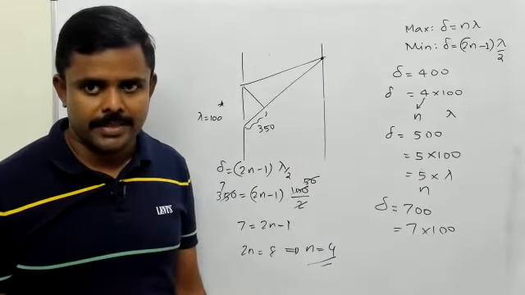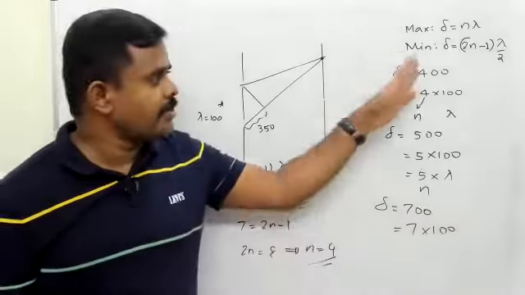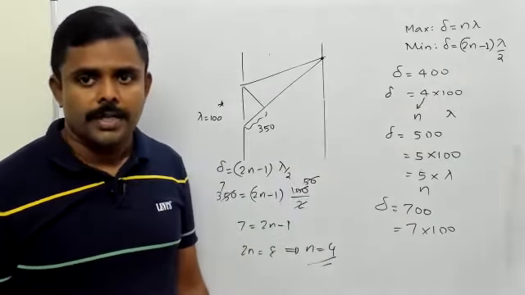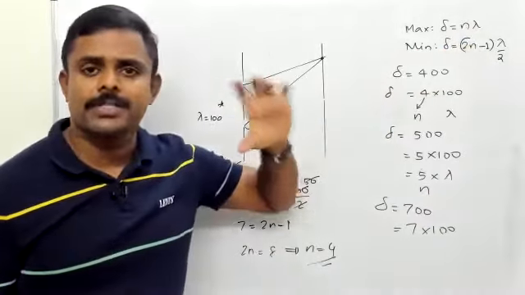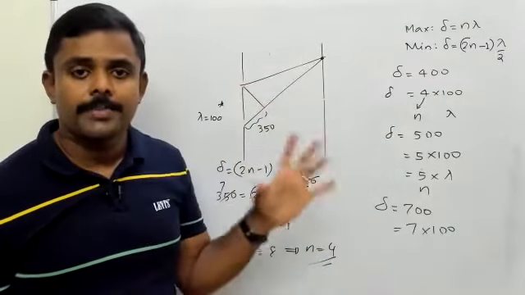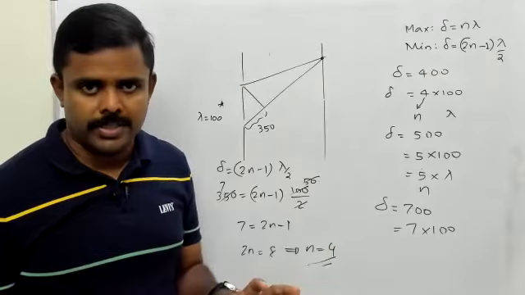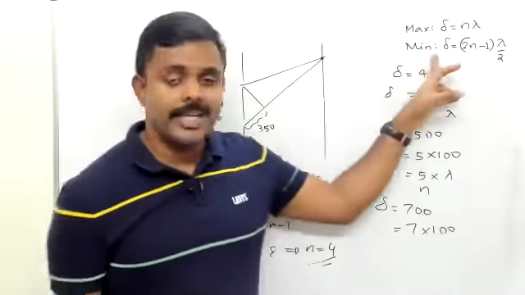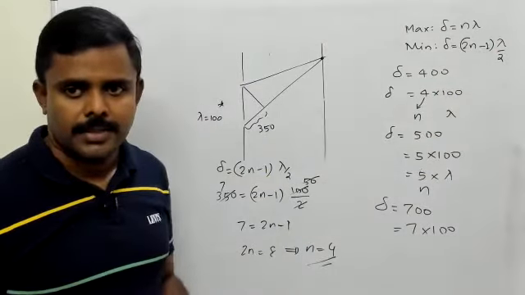Fourth dark band. Understood? So you have to check whether it satisfies delta equal to n lambda or delta equal to 2n minus 1 lambda by 2, the condition for maximum or minimum. If the path difference is found to be n lambda, that point will be a maximum, a bright band or a bright fringe. If that point satisfies the condition for minimum, delta equal to 2n minus 1 lambda by 2, that will be a dark band. Understood this?